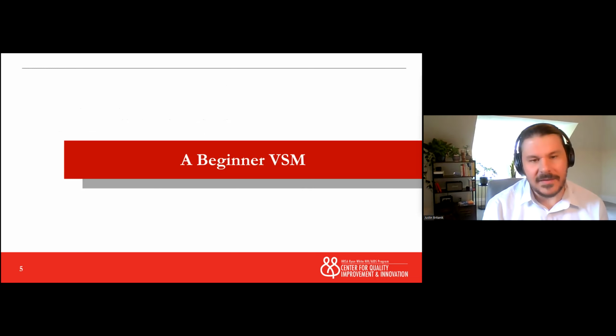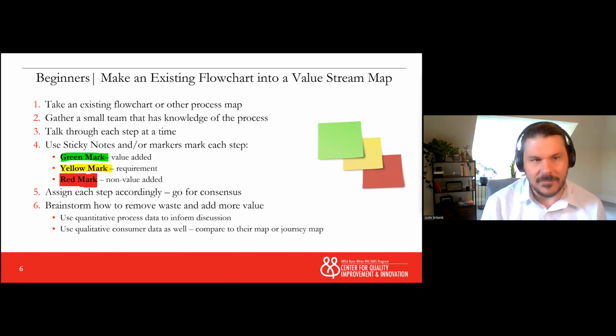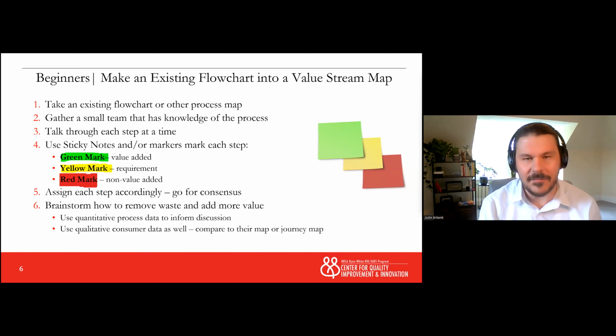So I'm going to start with the idea of a real basic beginner value stream map. If you've never done a value stream map before, I think this is the easiest way to get the idea and to understand some of the advantages that a value stream map has over a flowchart. So take either a flowchart you map, or one that already exists, get the project team together and talk through each step, and make sure you have a diverse group here.